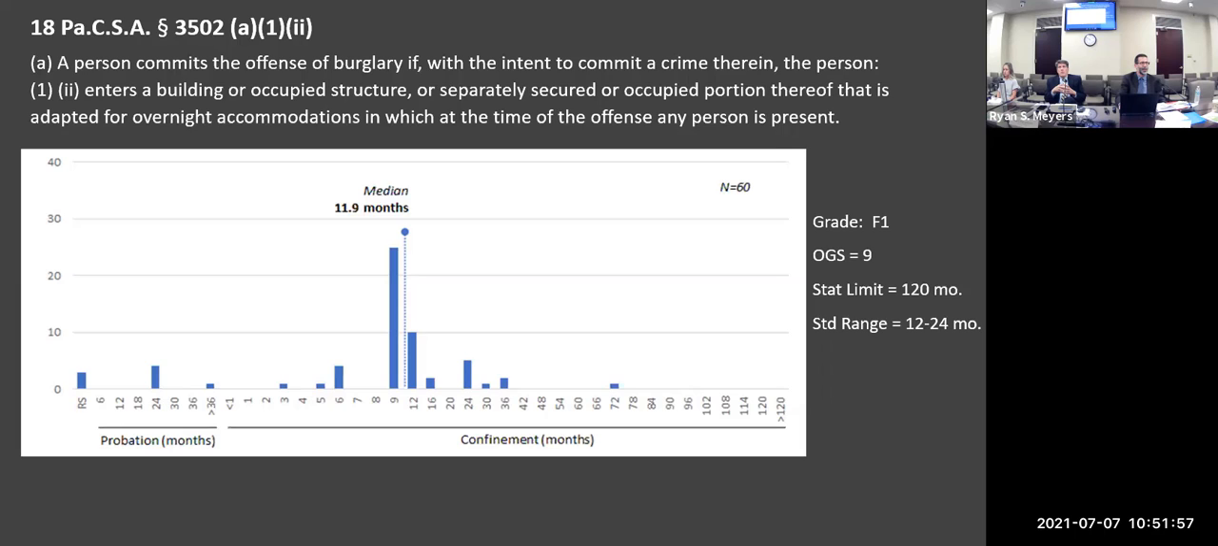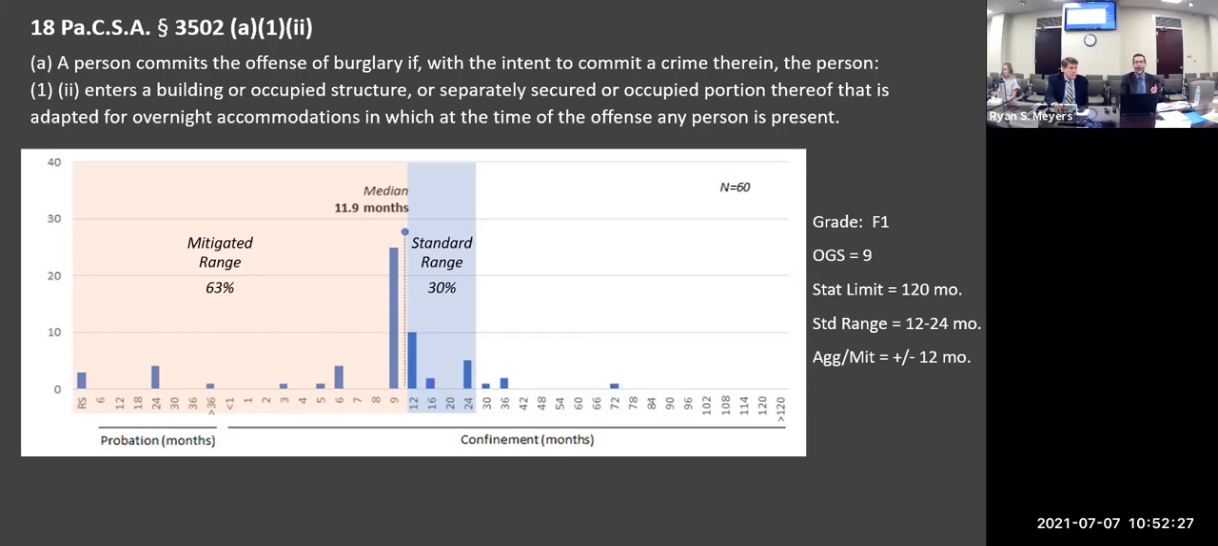We have a lot of sentences that are for a recommendation of county confinement here that gives us the minimum sentence recommendation of 11.9 months. So the median is actually below the standard range in this example. We only see 30% of the sentences within the standard range, but we see a lot of the sentences within this mitigated range, indicating again, maybe this desire for county confinement as opposed to state confinement.